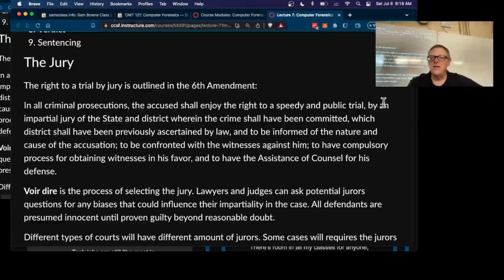So the right to trial by jury is outlined in the Sixth Amendment. This is the idea that instead of having a corrupt king who can just decide he doesn't like you, you have to have citizens that are your peers that examine the evidence and decide whether you've really done something wrong. And that's the plan. And in practice, I must say, it seemed to work very well.